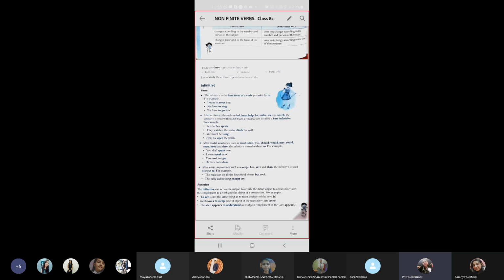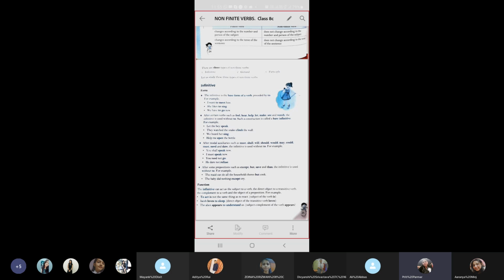Now the function: the infinitive can act as a subject to a verb. Please underline this. That means an infinitive can act as a subject. That means subject, verb, predicate. Subject is the person about whom the sentence is talking. So it can act as a subject also. It can also be the direct object to a transitive verb, a complement to a verb, and the object of a preposition.